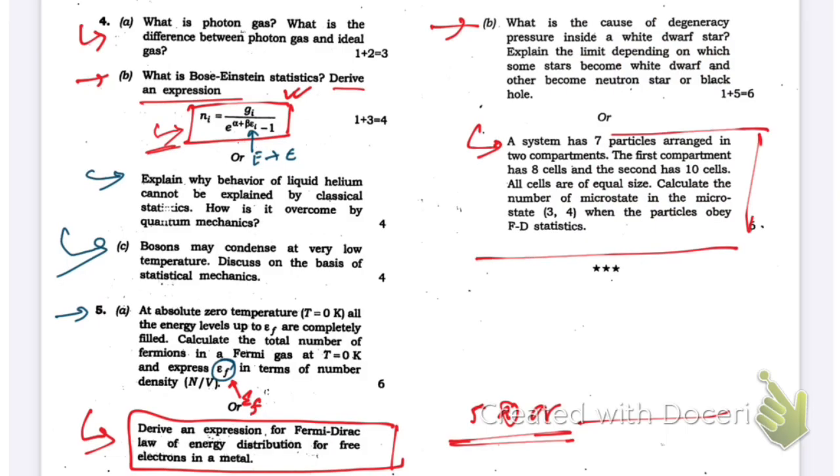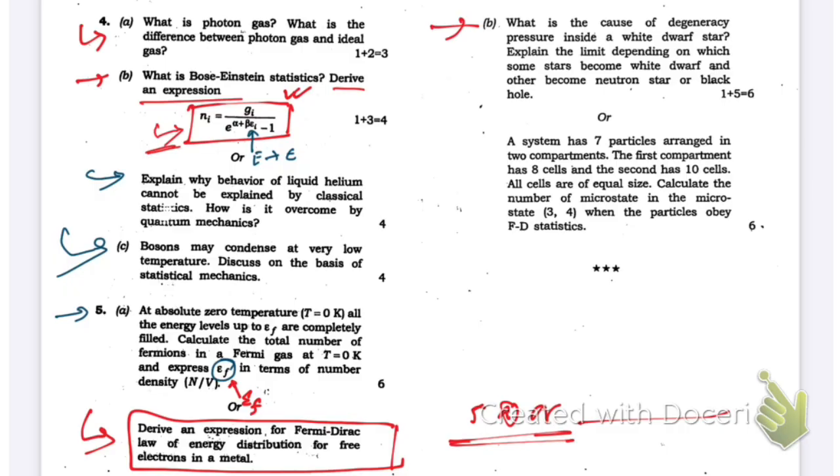Okay, so a system has 7 particles arranged in 2 compartments. The first compartment has 8 cells and the second compartment has 10 cells. Calculate the number of microstates in (3,4) when the particles obey FD statistics, that means Fermi-Dirac statistics.